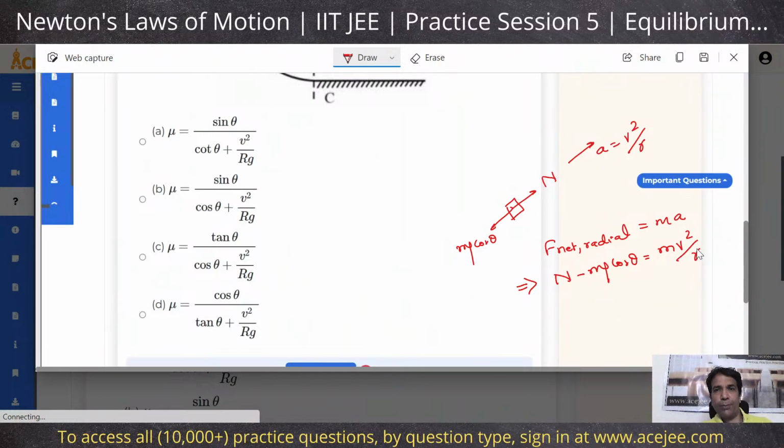Don't write it as mg minus cos theta. Write mg cos theta minus N equals mv square by r. In the direction in which there is acceleration, take the sum of the forces in that direction as positive, and all the forces in that direction minus the forces pointed in the opposite direction. So that gives us N.